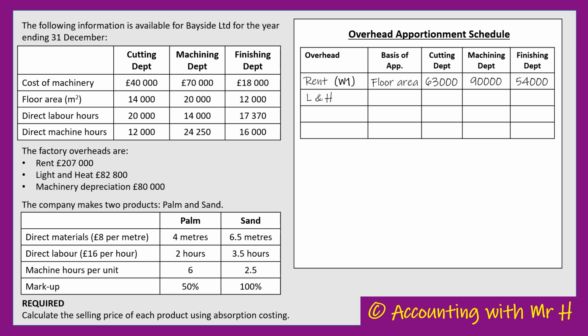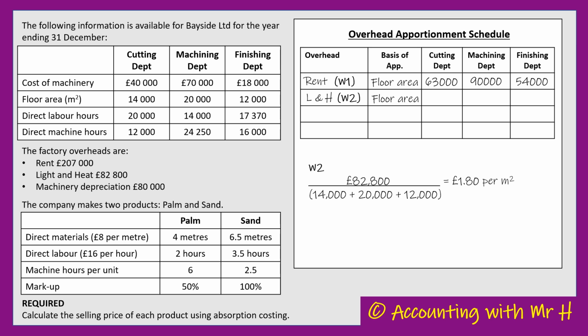And looking at the choices, in this question, again, I've only been given the cost of machinery and the floor area. In another question, sometimes you get things like kilowatt hours. So you'd actually get the amount of power that's being used in each department. That might help with something like electricity. But for light and heat, out of the two, the fairest thing is going to be to use the floor area again. So basis floor area, working 2.